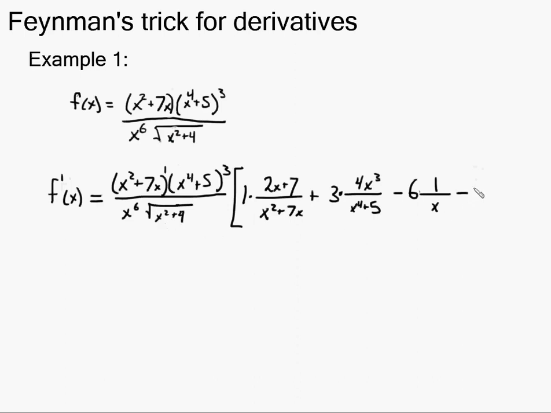The exponent is 1/2 times. Then we have x squared plus 4 in the denominator. In the numerator I have the derivative of this, 2x, and close bracket. That's the derivative of this whole function. You can factor it out and clean it up any way you want, but this is actually a pretty reasonable way to write it.